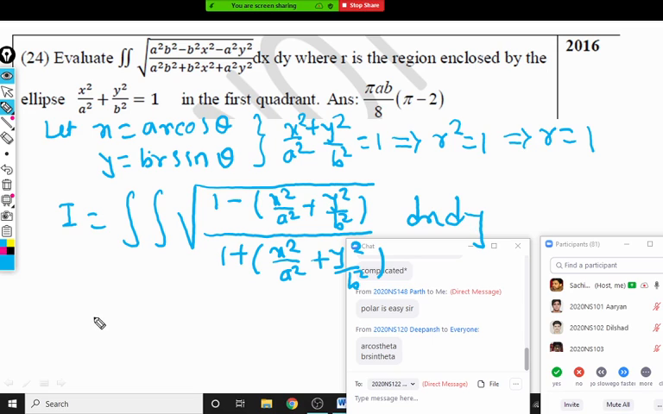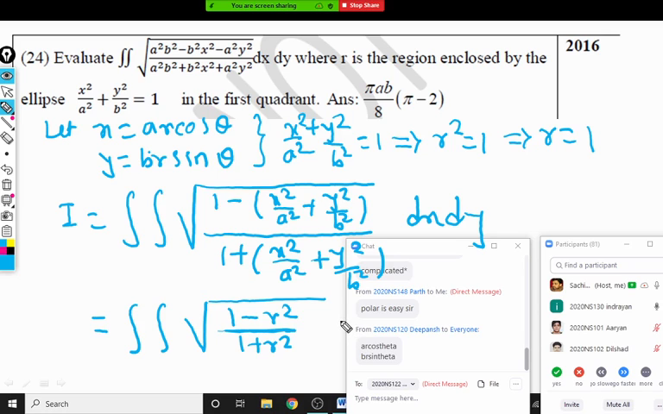Now by this transformation, I want the simplified values. Tell me, what will the integral become now? Yes, 1 minus r square upon 1 plus r square. Very good. And what is the value of dx dy? a b r dr d theta. This is the value of dx dy.